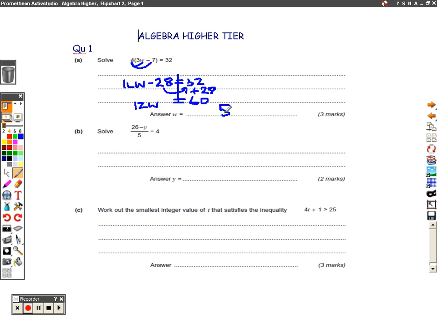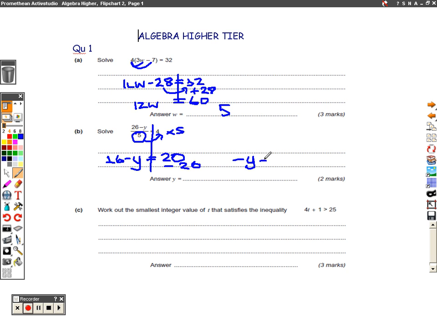Okay, again we need to rearrange, put your line down. 5 comes across as divide, on this side comes across as multiply. So we're going to have 26 minus y is equal to 20. Okay, bring your 26 across, becomes minus 26. So you're going to have minus y is equal to minus 26.